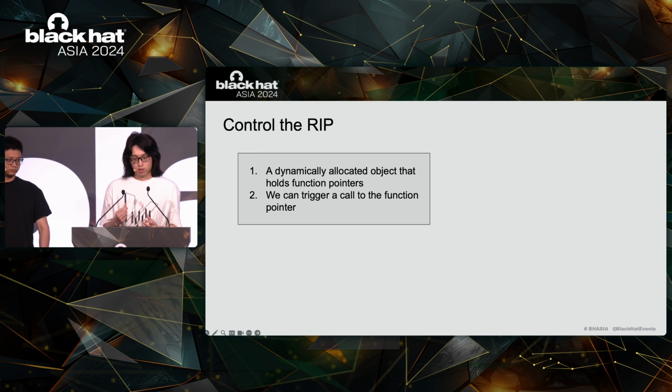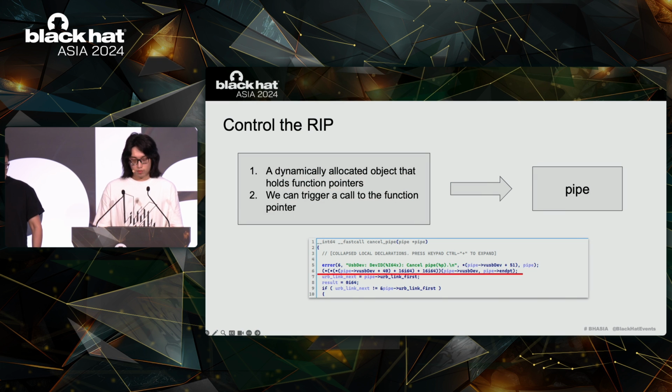After achieving arbitrary address read and write, the next step is to find primitives to control the RIP. What kind of targets do we generally look for? A dynamically allocated object with a function pointer where we can invoke the call of the function pointer. The object closely related to URB is a pipe, which fits this criterion. In the pipe release function, cancel pipe, the very first instruction is to call a function pointer from the VUSB device in pipe, and we can also control the first and second parameters. That is very great. If we can forge a pipe and trigger cancel pipe, we can achieve arbitrary code execution.